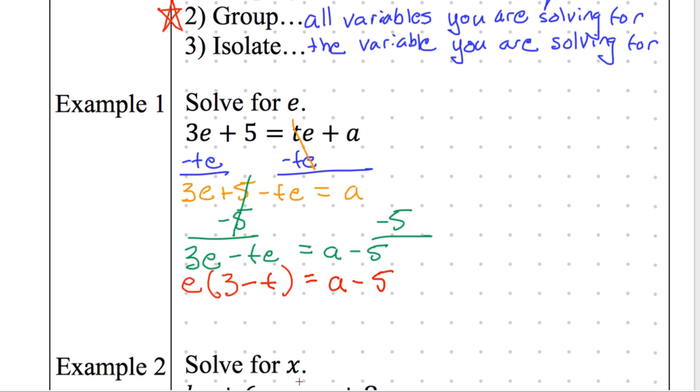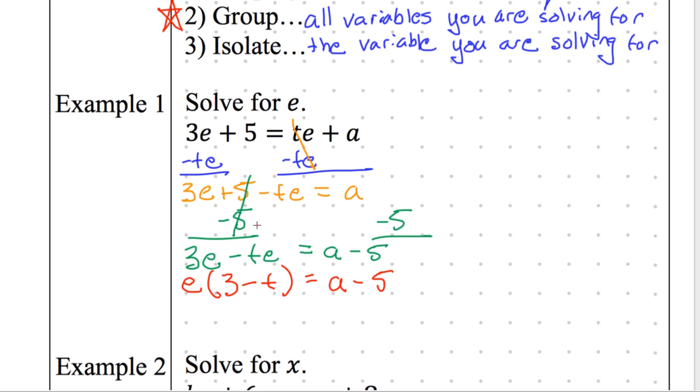We factored out an e. We took that e out. And now we're almost done. This isolate step is also kind of new, but there it is. I'm trying to solve for e. e is by itself almost, but it's being multiplied by this 3 minus t. So what's the opposite or the inverse operation of multiply? Shout it out. Divide.